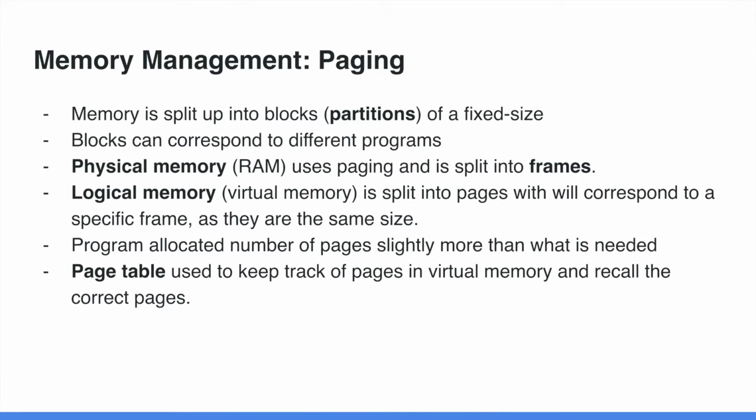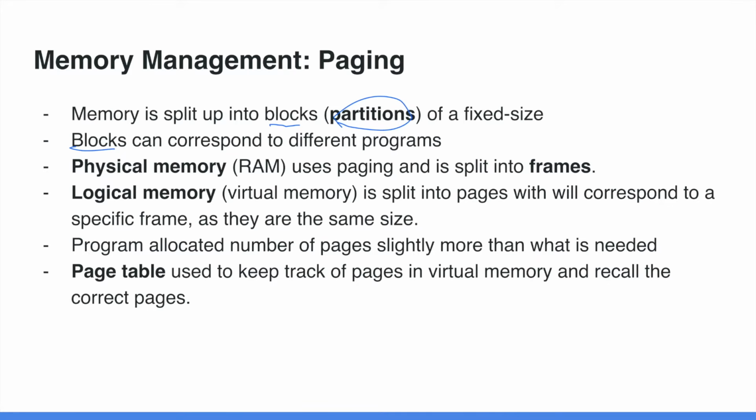into paging, we talked about what pages are. Basically, when memory is split up into blocks, also called partitions, of a fixed size, these are pages. Now, these blocks can each correspond to different programs. We're not going to have a page with data from different programs, but each page will correspond to its own program.